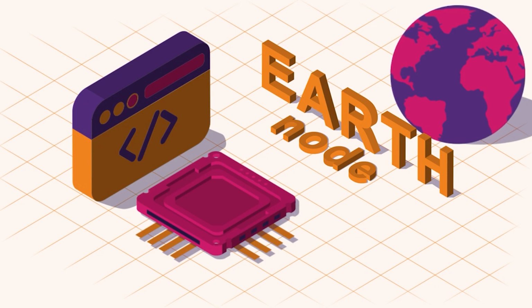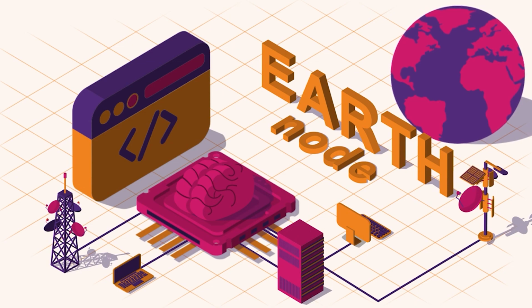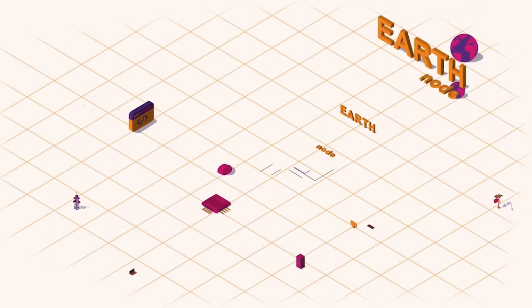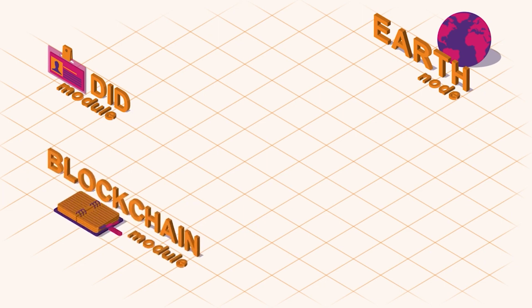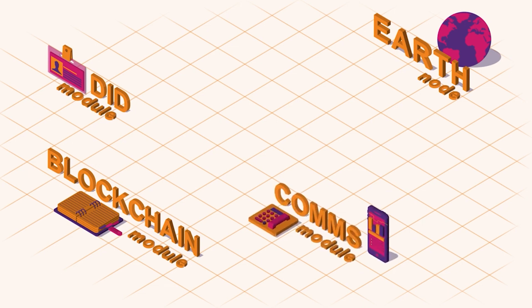They are the brain of the system that interconnects all the other types of nodes and are composed of a number of software modules. The DID module is the authentication module and provides the interface to a digital ID solution. In the blockchain module, a distributed ledger records all the transactions that take place on the network. The telecom module handles the communications functions of the network.